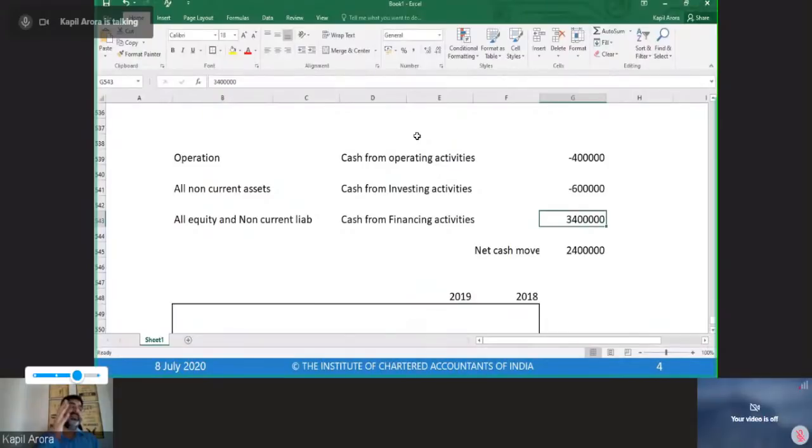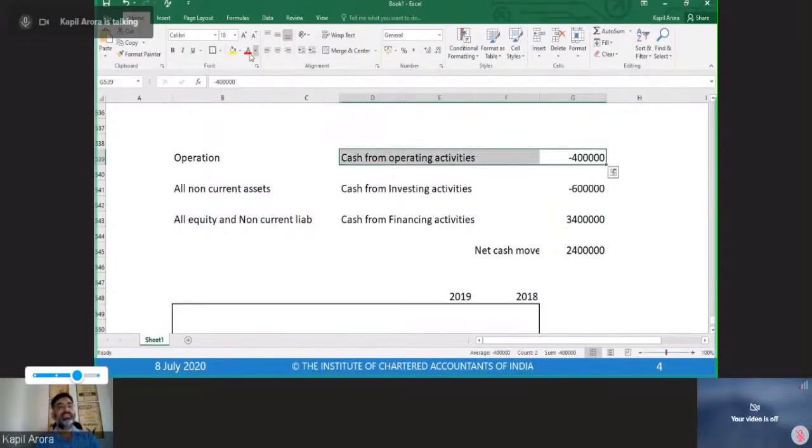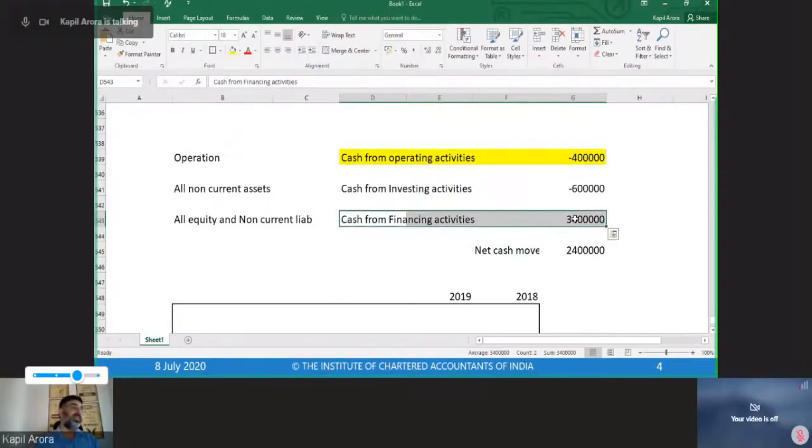For that reason, we will try and understand in AS3. Because instead of arranging the funds from the operation, I am not able to manage anything from the operations. What is happening? Instead of managing the funds from the operation, I am going for a loan of 34 lakh. The cash balance has improved, but the user will not get to know unless I show all three things to them.